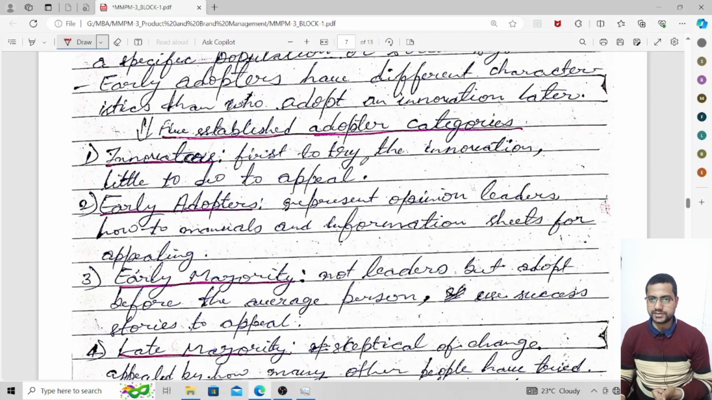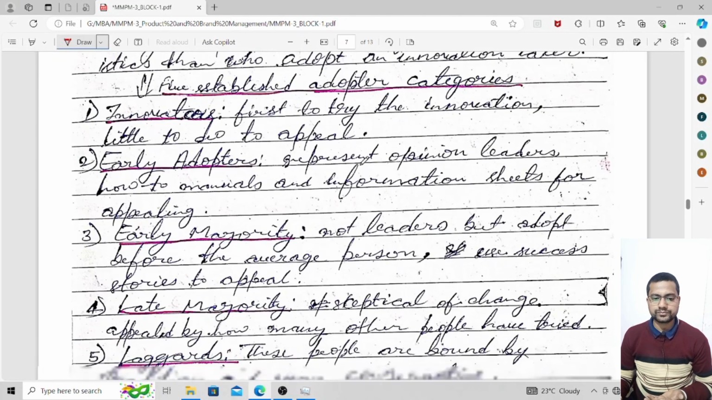So first, innovators. Innovators are the first to try the innovation, with little to do to appeal. It means there is no need to appeal to those innovators. They are the first people who try the innovation or who try the new kind of product in the market.